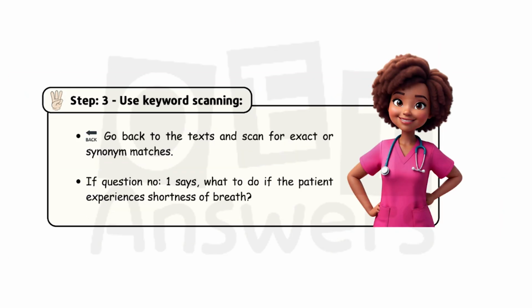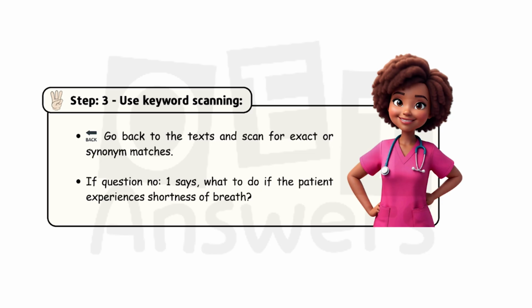Proceed to step 3, using keyword scanning. You know very well, first we have done skimming, second underlining the keywords, third is keyword scanning. Keyword scanning means that where you have seen a question keyword in the question, it should be reflected in the text or the passage as well. That is about keyword scanning.